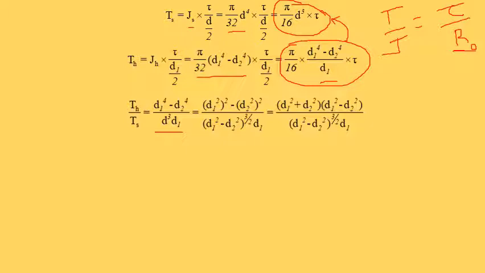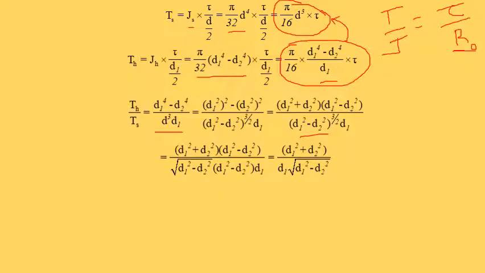In the next step, a square minus b square can be written as a plus b into a minus b. Similarly, d1 square whole square minus d2 square whole square can be written as d1 square plus d2 square into d1 square minus d2 square. And in the denominator, we retain the same equations.